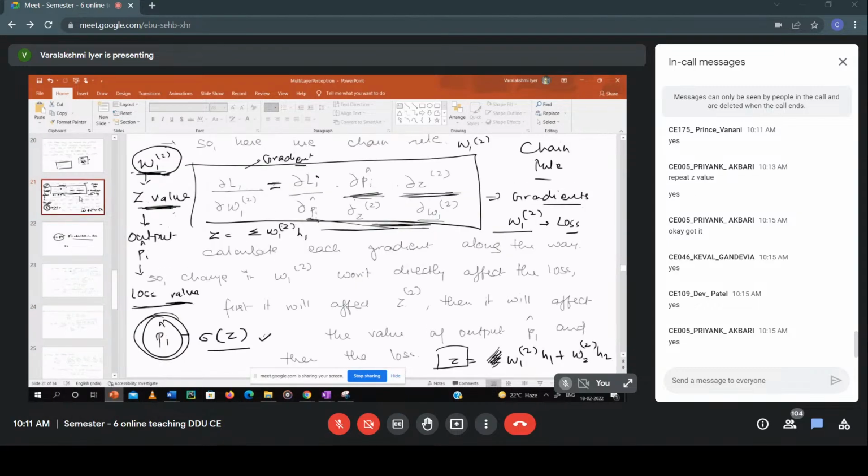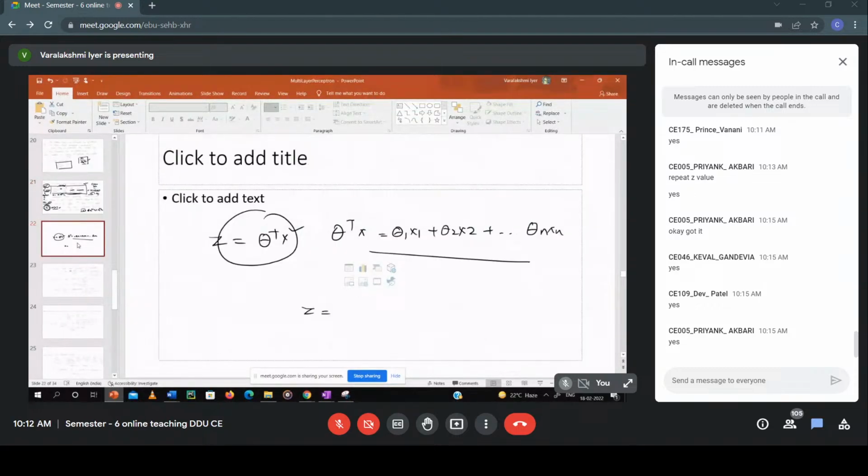Similarly, del Yi hat upon del Z2. We have Yi hat equals sigmoid of Z2. So if you recall, what was the derivative of sigmoid? What was the sigmoid? 1 upon 1 plus e raised to minus x. So the derivative of sigmoid with respect to x was sigmoid of x into 1 minus sigmoid.